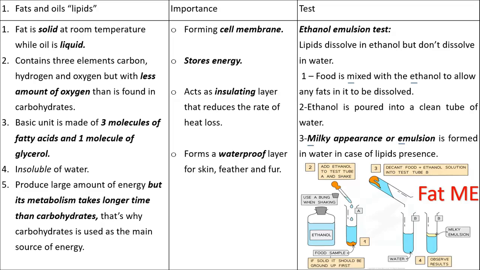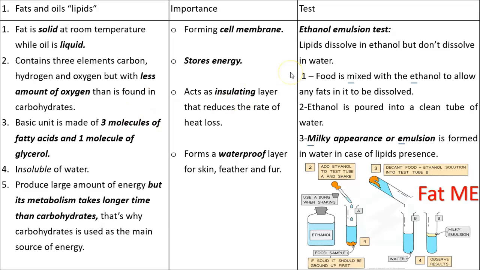So what's the difference between them and carbohydrates? The difference is that their metabolism, or their breaking down, takes a very long time. Carbohydrates, their metabolism is immediate, so they give us an immediate source of energy. But what about fats? They act as a storage for energy. So now we know one of their importance in living organisms.